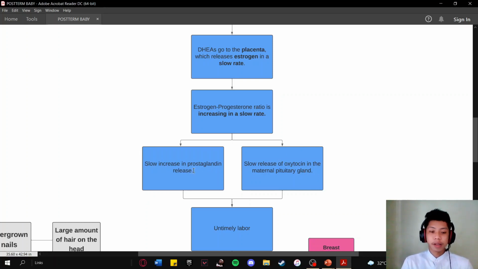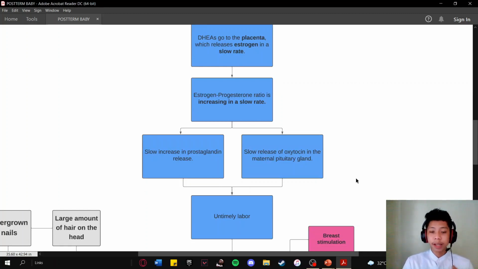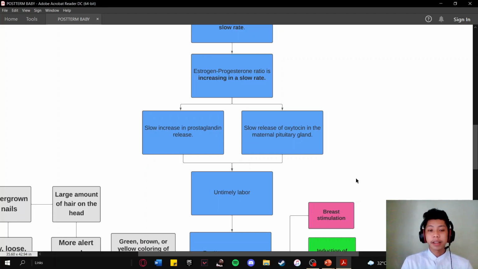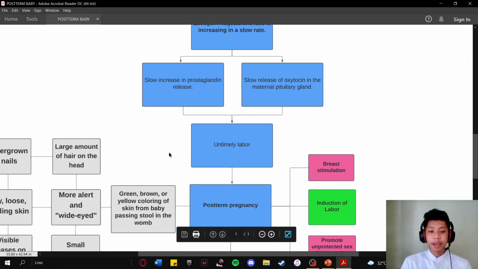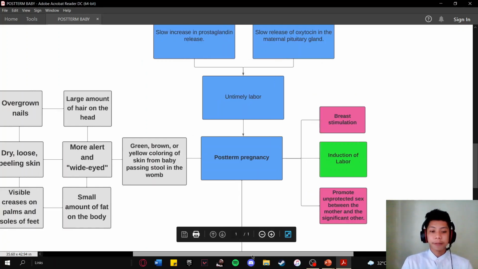So there is a slow increase in prostaglandin release, and also a slow release of oxytocin in the maternal pituitary gland. So when these two chemicals are slowly released, instead of the mother being able to deliver earlier, or deliver within term, chances are untimely labor will happen. And when untimely labor happens, postterm pregnancy will proceed.